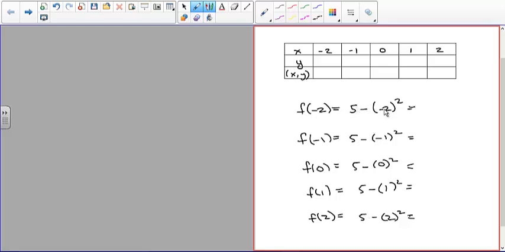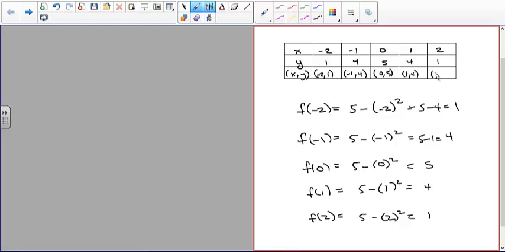So here you get 5 minus negative 2 squared, which is 4. So you get 1. Here we get 5 minus 1, which is 4. Here we get 5. Here we're going to get 4, and here we'll get 1. Okay, so those are the data points. So the y values are going to be equal to 1, 4, 5, 4, 1. And the coordinate pairs are just the x value and then the y value. And those are the points that we're going to plot on the graph.